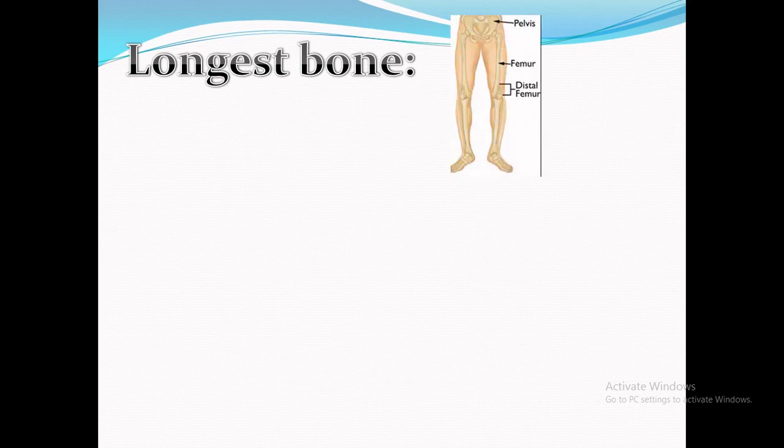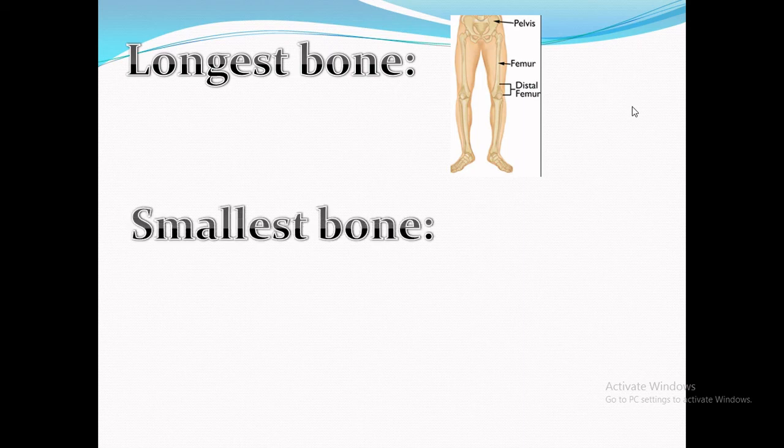Now, we'll see certain fun facts. Which is the longest bone in the body? Can you guess? The longest bone in the body is actually the thigh bone. The thigh bone's name is the femur. You can see here, it's the femur bone. Which is the smallest bone in the body? It is present in our ear. It is called the stapes bone. This is the bone. It is the smallest bone in the body. It is present inside our ear.